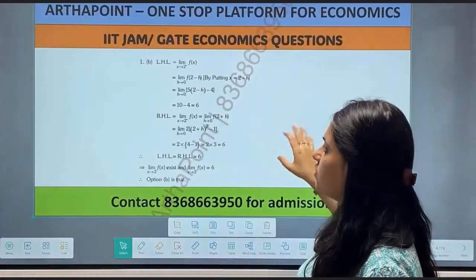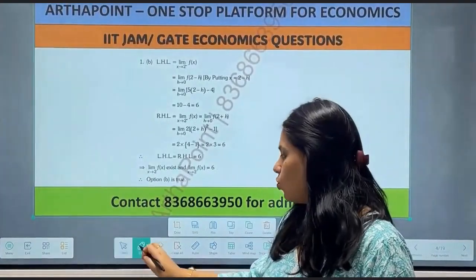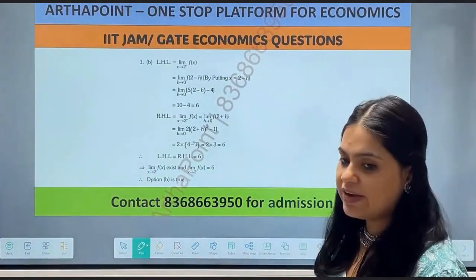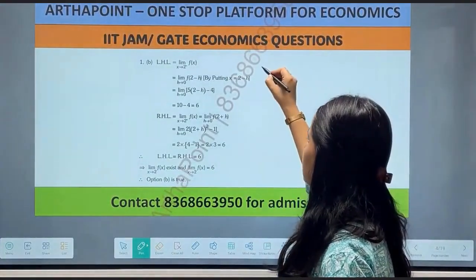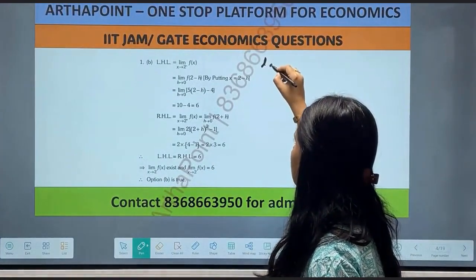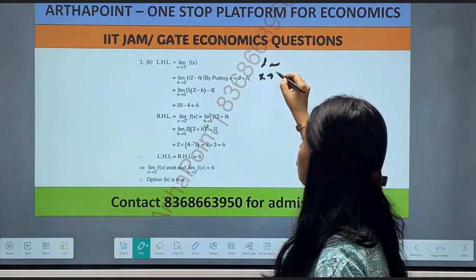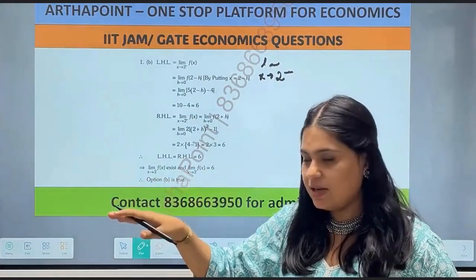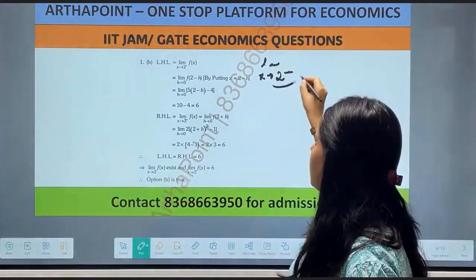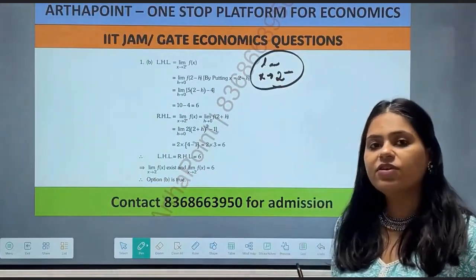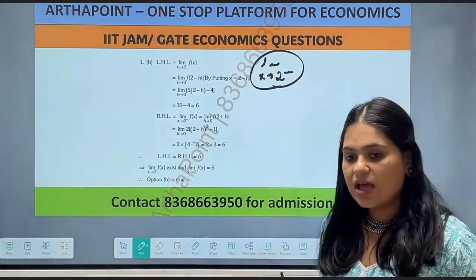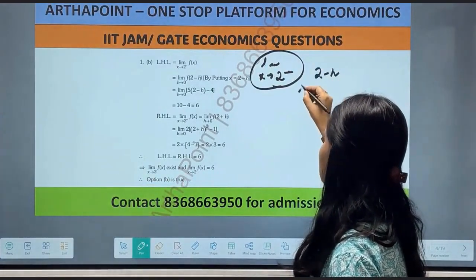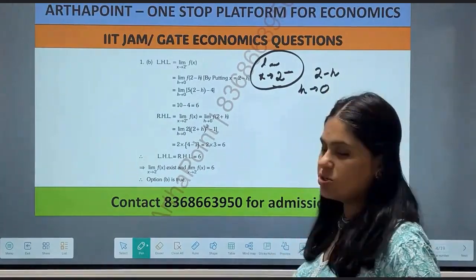In order to check whether the limit exists or not, what should I be doing? I should be finding what happens to the limit when x tends to 2 minus. That means I am approaching it from the left hand side. So when I approach it from the left hand side, then everywhere instead of x, I will replace it with 2 minus h and h tends to 0.